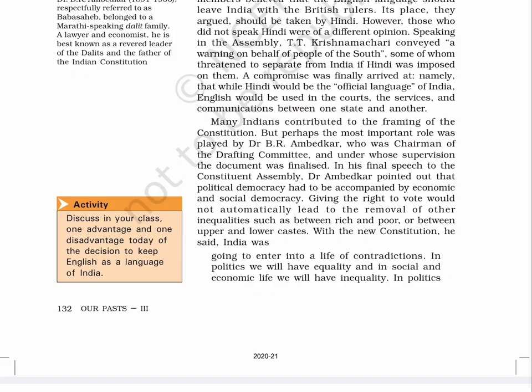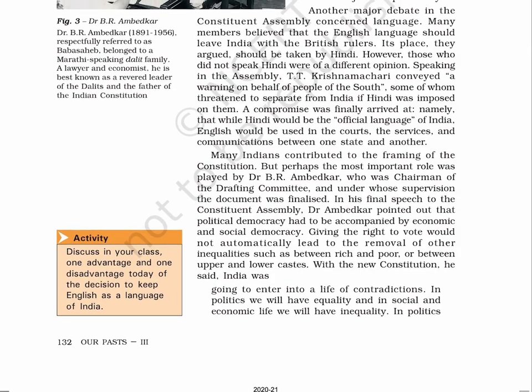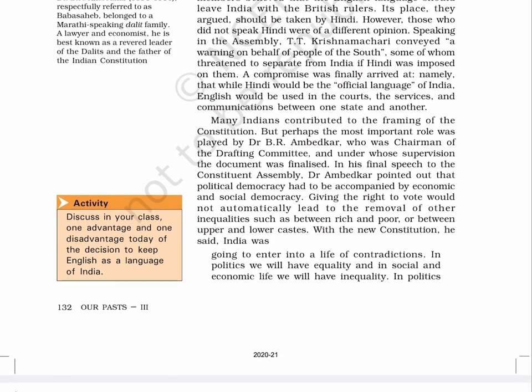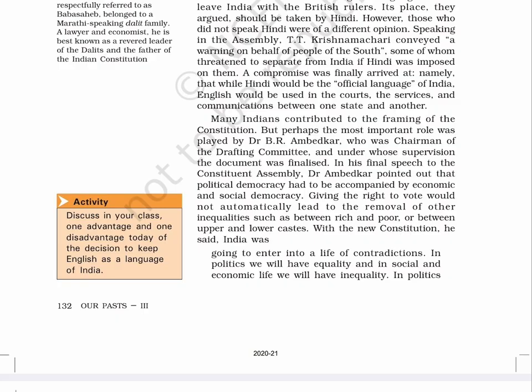Many Indians contributed to the framing of the Constitution, but perhaps the most important role was played by Dr. B.R. Ambedkar, who was chairman of the drafting committee and under whose supervision the document was finalized. In his final speech to the Constituent Assembly, Dr. Ambedkar pointed out that political democracy had to be accompanied by economic and social democracy. Giving the right to vote would not automatically lead to the removal of other inequalities such as between rich and poor or between upper and lower castes.